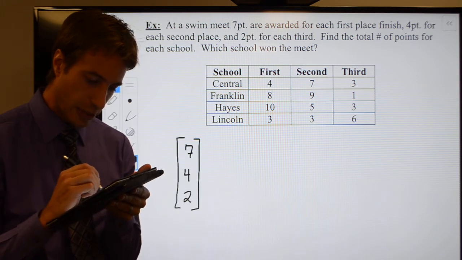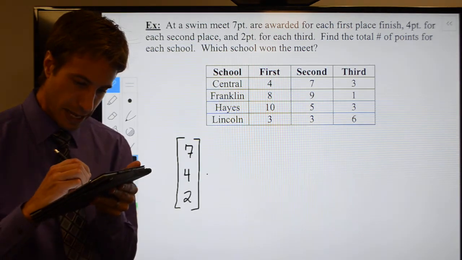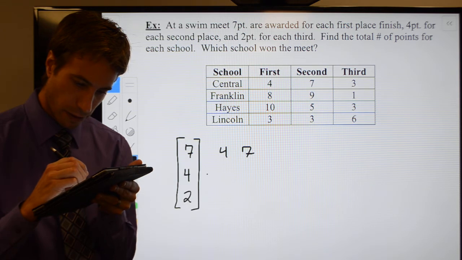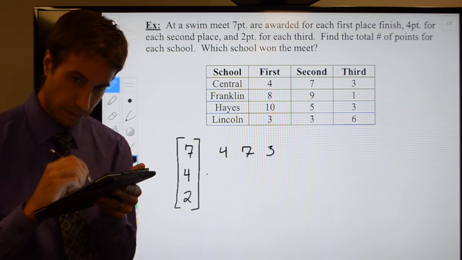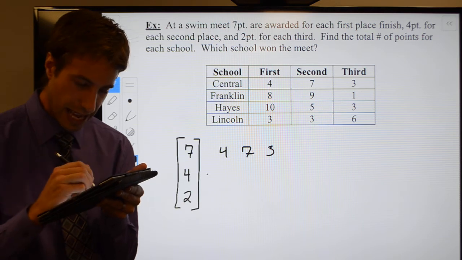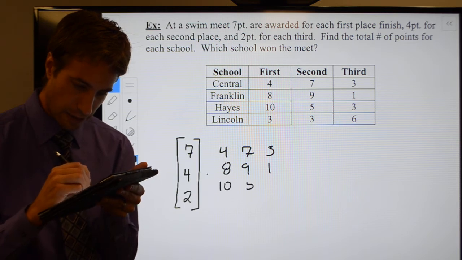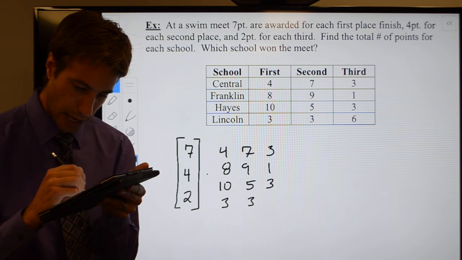What I'm then going to do is multiply that by the results of the meet. So 4, 7, 3, 8, 9 and 1, 10, 5 and 3, 3, 3 and 6.